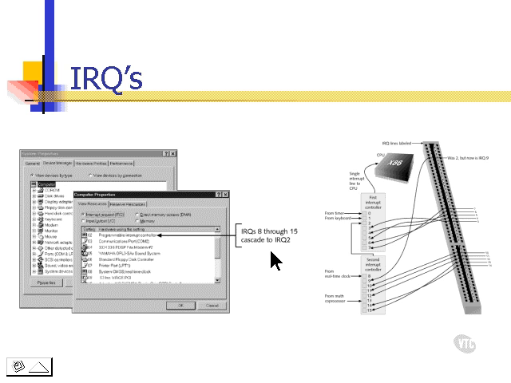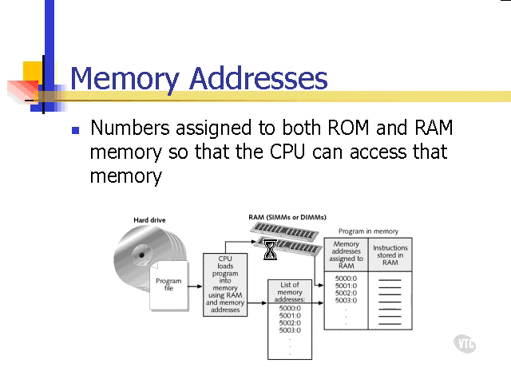Another resource that devices need is a memory address. A memory address is a number assigned to both ROM and to RAM so that the CPU can access that memory. When a device asks the CPU for help, the CPU has to be able to find the resources that will allow it to help that particular device. The memory address is where the CPU looks to find those resources.